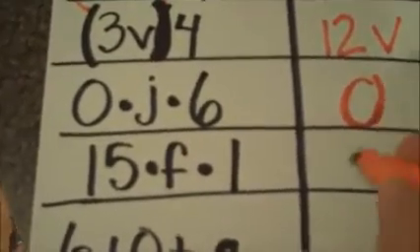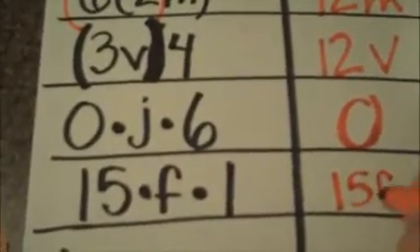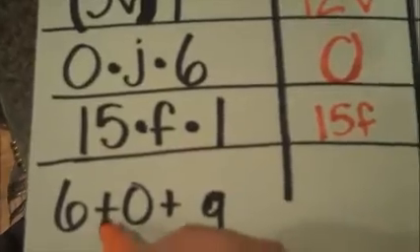15f times 1 is 15f, because anything times 1 is itself, so we call it the identity property. And then finally, 6 plus 0 is 6. 6 plus g is also the identity property, because anything plus 0 is itself.